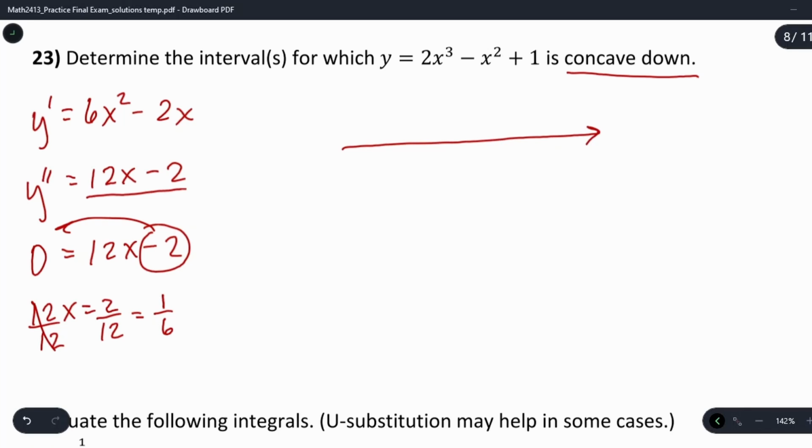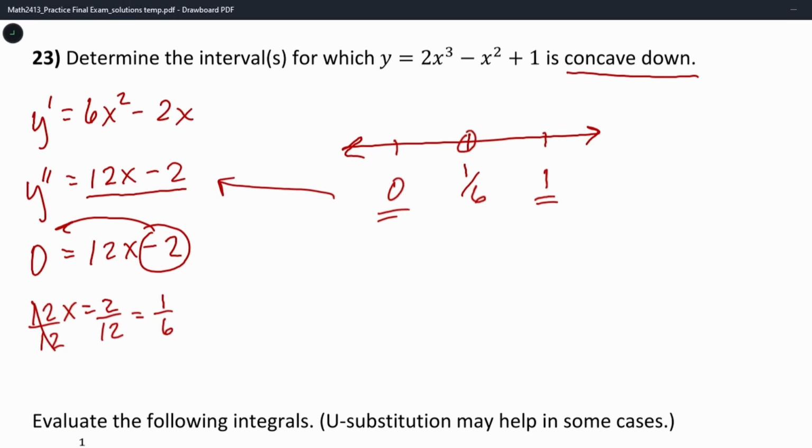And then on a number line, knowing that this is our only inflection point, we need test points. So less than 1/6, 0. Greater than 1/6 is 1. We're going to plug those test points into our second derivative to see whether we get a negative or a positive value. Plugging in 0, we get -2, which is negative. Plugging in 1, we get 10, which is positive.